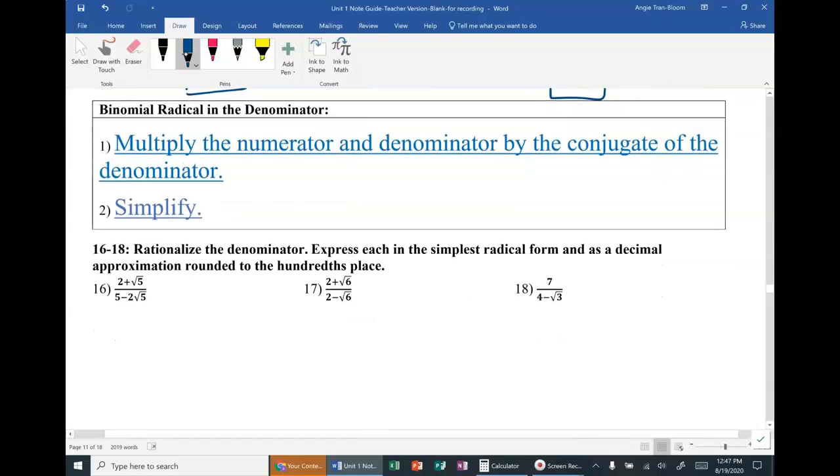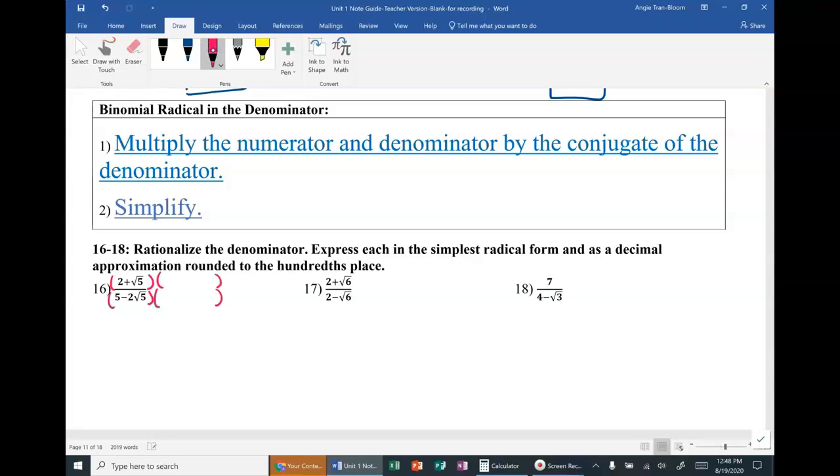One last set. Here we go. Binomial radical in the denominator. What do you do when you have 2 terms in the denominator? This is where the conjugate will need to be used. Multiply the numerator and denominator by the conjugate of the denominator, and of course we simplify. Same instruction, give me radical answer and round it off.